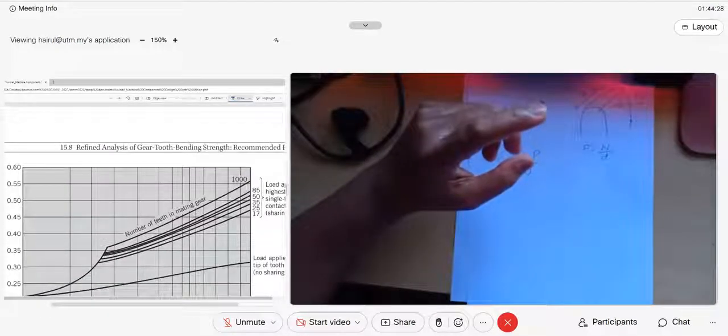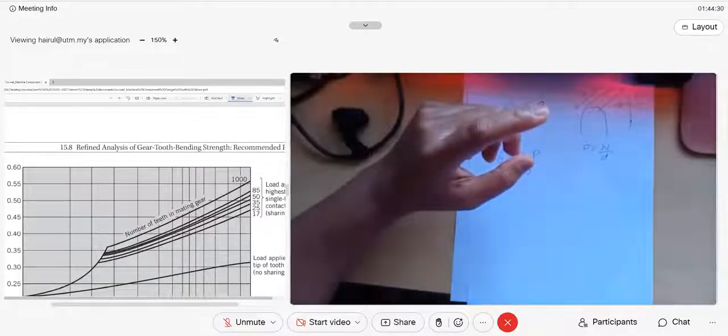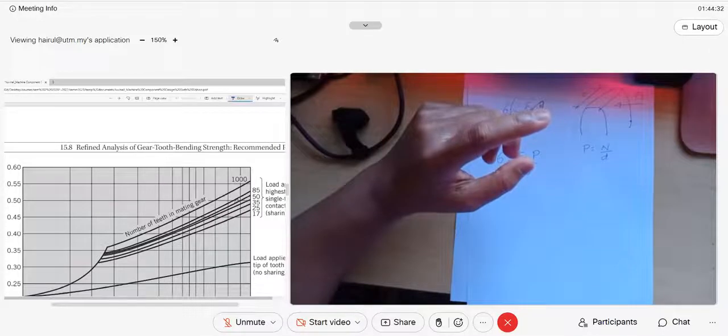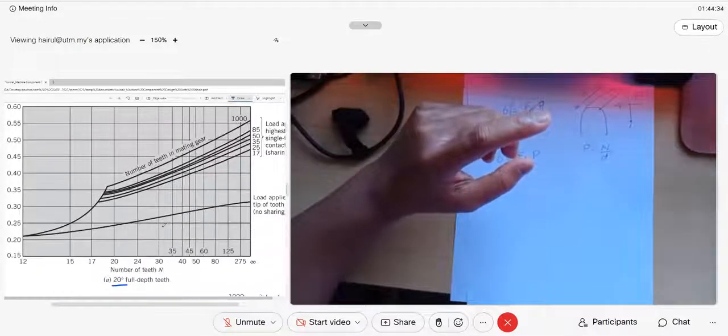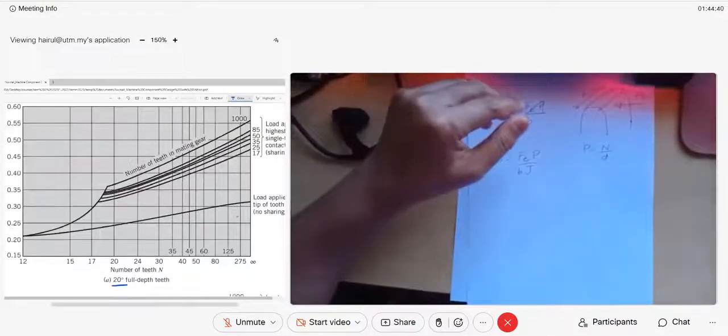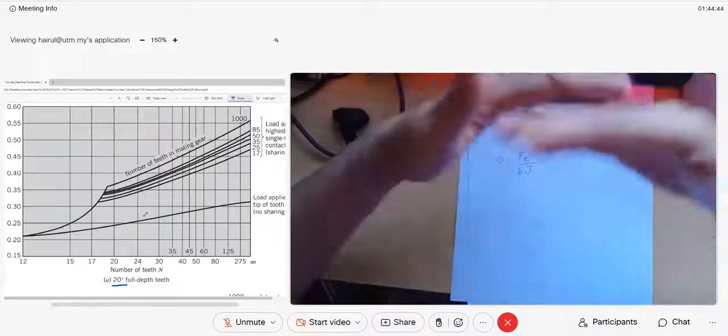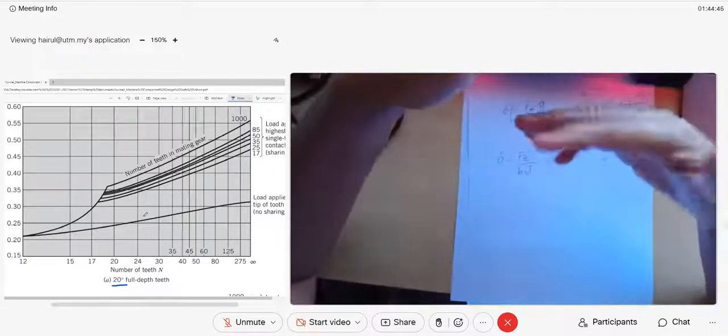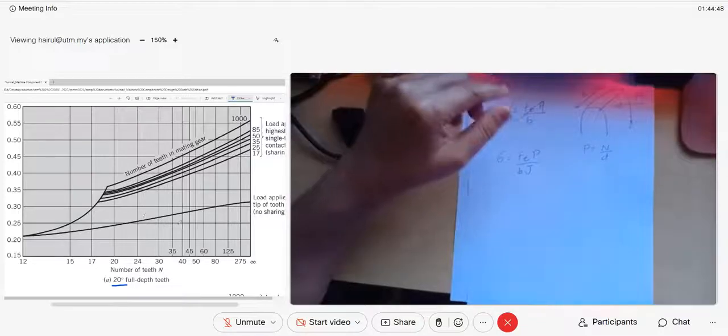This one is for the highest point of single tooth contact sharing. This one is for precision gear. It means the gear really has load sharing. This one, load applied at tip, is not load sharing. So most commonly, if your gear is just like a gearbox, not a high precision gear, you use the bottom graph.